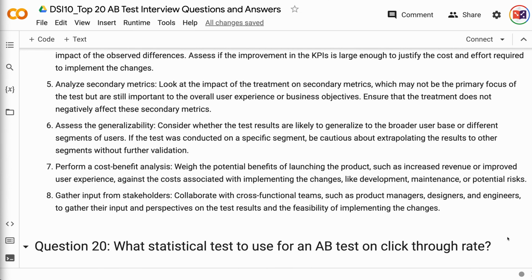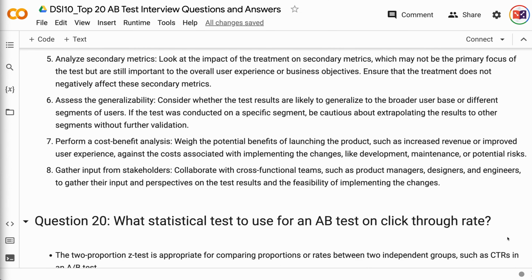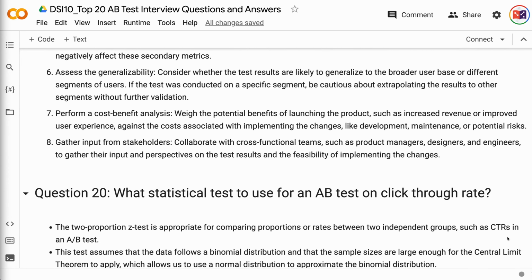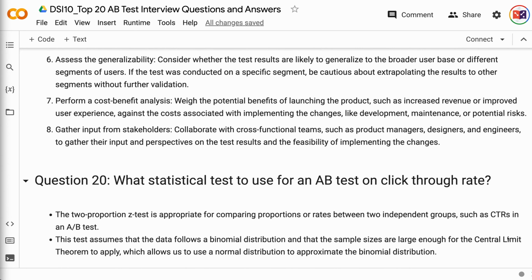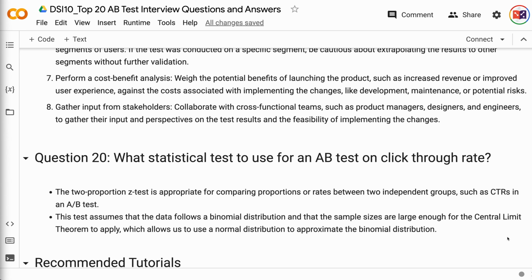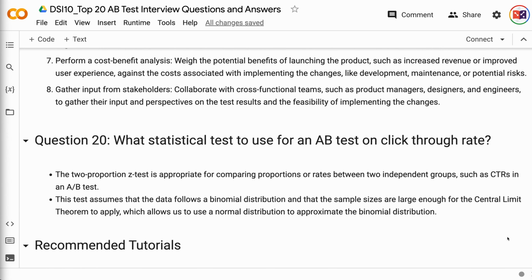7. Perform a cost-benefit analysis. Weigh the potential benefits of launching the product, such as increased revenue or improved user experience, against the costs associated with implementing the changes, like development, maintenance, or potential risks. 8. Gather input from stakeholders. Collaborate with cross-functional teams, such as product managers, designers, and engineers, to gather their input and perspectives on the test results and the feasibility of implementing the changes.